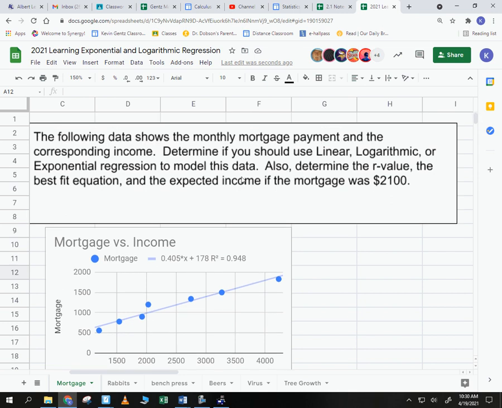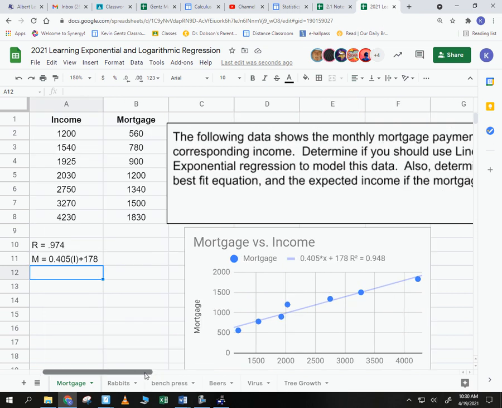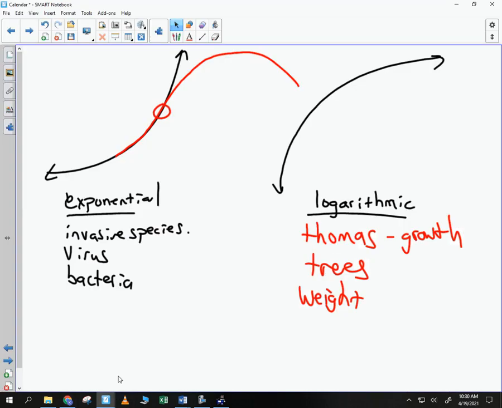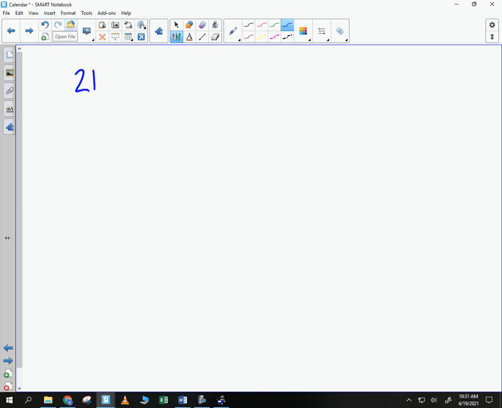And then finally it says the expected income if the mortgage was $2,100. So do I plug the 2,100 in for M or for I? It goes in for M. We'll carry it out up on the board here. $2,100 is equal to 0.405 times your income. Is it 178? Is that what we had?